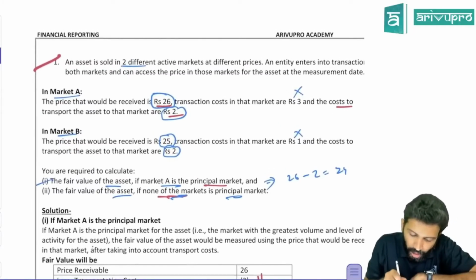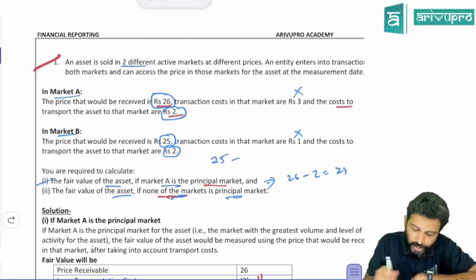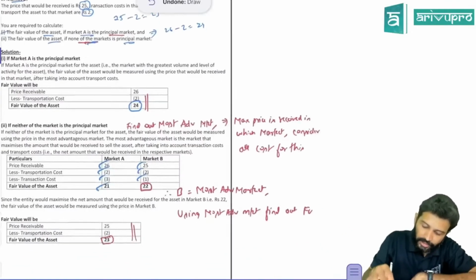So in market B, how much will you sell it for? If you sell it, how much will you get? 25. Transaction cost is ignored. What is the transportation cost? 2 rupees. That means the fair value in the second case is 23 rupees.